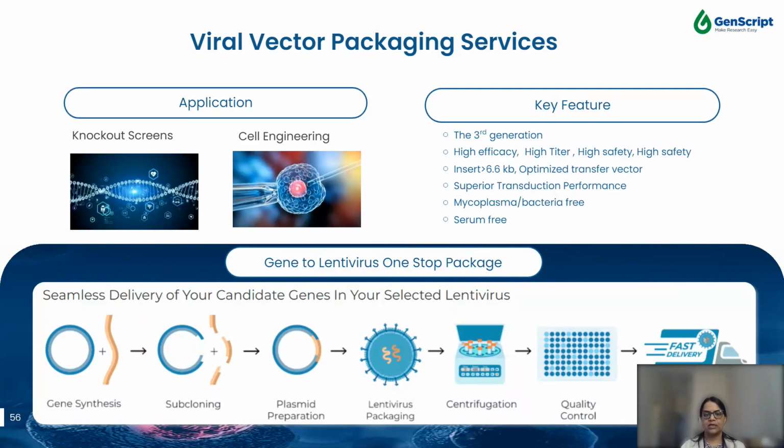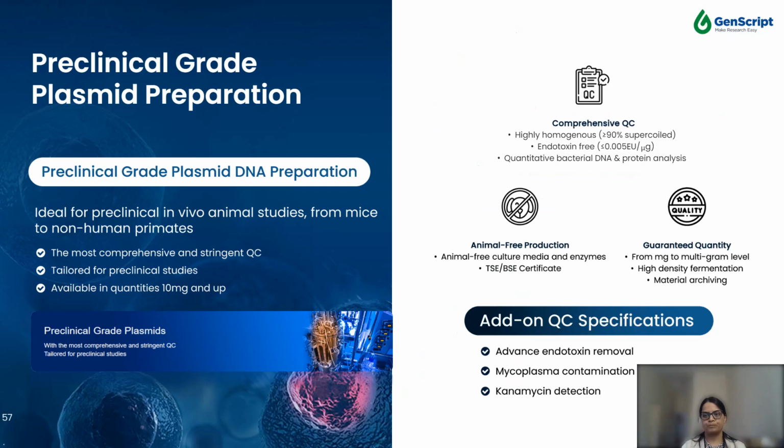So here we show that we have the capacity to go from gene to lentivirus, a one-stop packaging service. Once you submit your gene, we can provide you LVV packaging service. GenScript also provides different qualities of plasmid, because plasmid is one of the important tools customers may use at different points in their workflow. So we offer customers flexible plasmid solutions, maybe RUO, or we also provide preclinical grade.